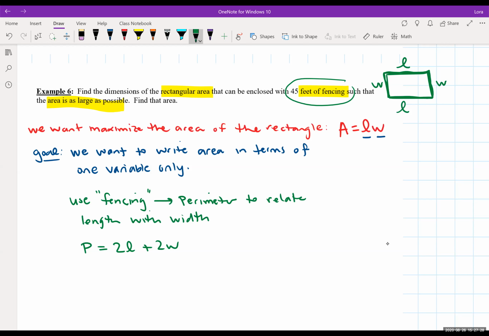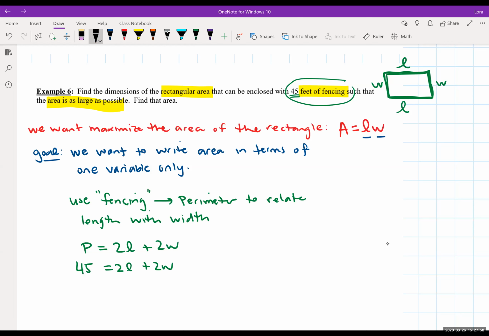But right now I have perimeter still being dependent on L and W. So I want to come up with one more thing to make sure. They actually gave me the perimeter already. So we actually have 45 equals 2L plus 2W. And now, my friends, we can write length in terms of width or width in terms of length. So you guys choose. I'll actually just solve it for one of the variables.